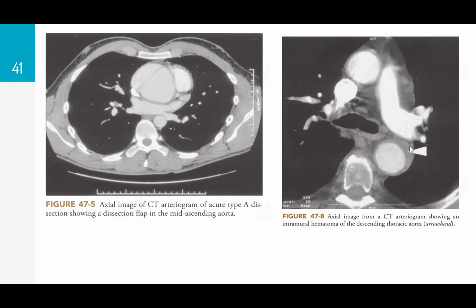Another imaging modality that can be used to diagnose aortic dissection is MRA, magnetic resonance angiogram, and it is as accurate as CT. Actually, it might be even better. It has a sensitivity and specificity of 95 to 100%. The advantages of MRA are that it has no radiation. It uses a contrast, which is gadolinium, but it's less nephrotoxic than the iodinated contrast used in CT.